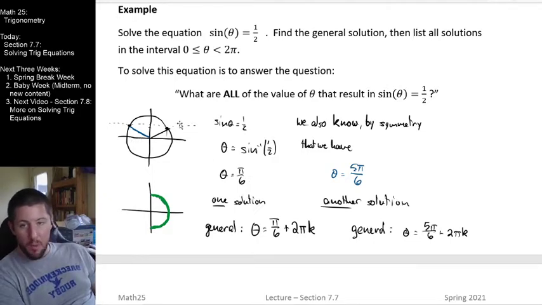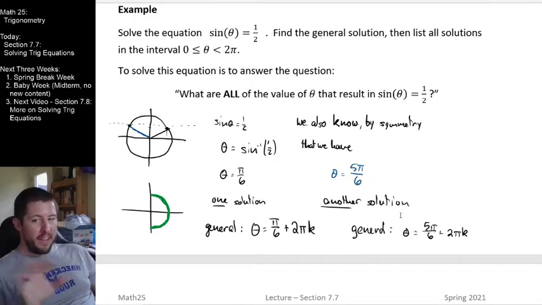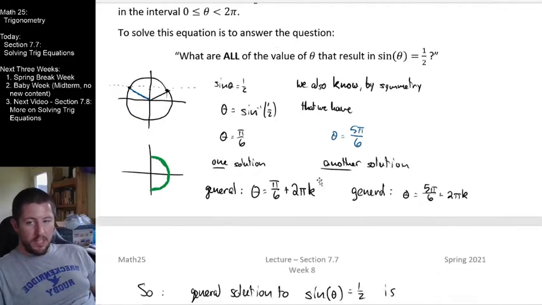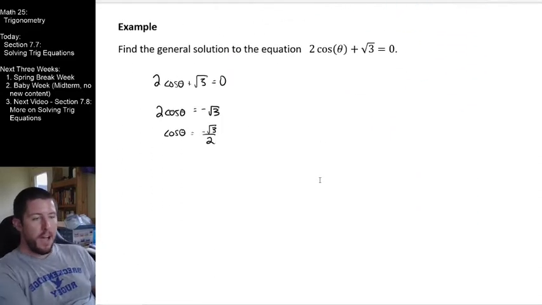Now, it was a really helpful one, and I could draw a picture to help me realize what the other was going to be, and then use those to form my generals. But this isn't just apply an inverse sine once and call it good, right? That's not really what's happening right here.